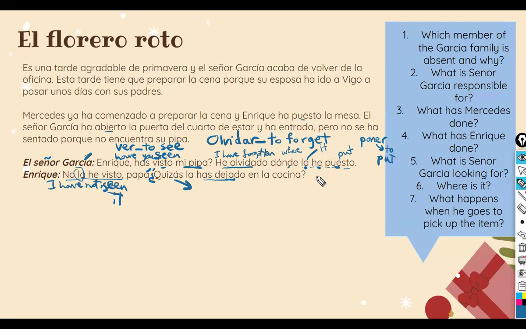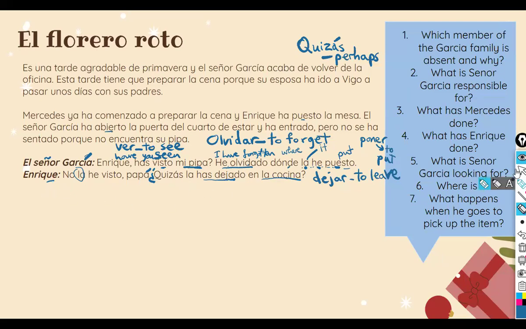La has dejado, dejar, meaning to leave, right? So perhaps, oh sorry, quizás is perhaps, right? So this is an important word. Quizás means perhaps. Perhaps you left it in la cocina. What room is the cocina? In the kitchen, right? Let's find the next line. If there's anything that I went over and then erased, and you didn't get a chance to notice it or you don't understand it, tell me, right?